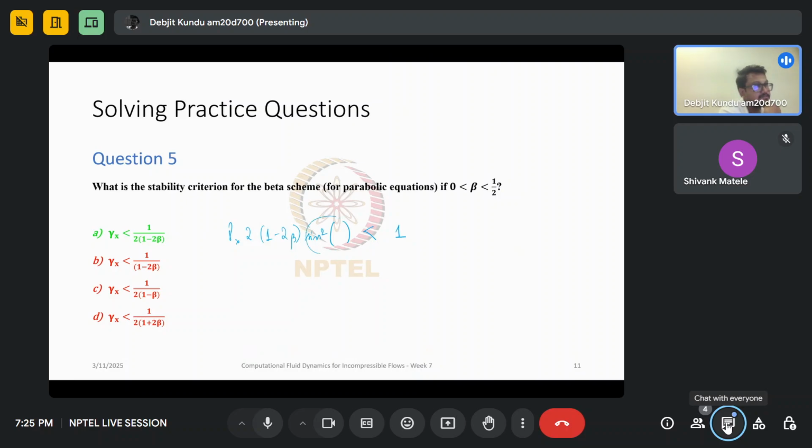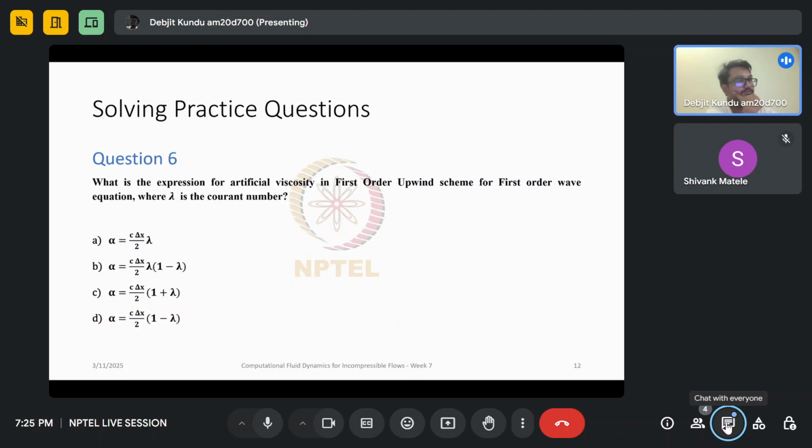Now, sine square lies between 0 and 1. So you consider the worst case possible here, that is sine square being 1, the greatest value. Then you're left with gamma into whatever is less than 1. So then you take everything else to the right hand side, you get 2 into 1 minus 2 beta.